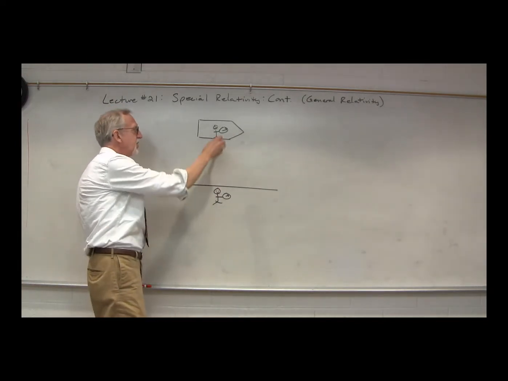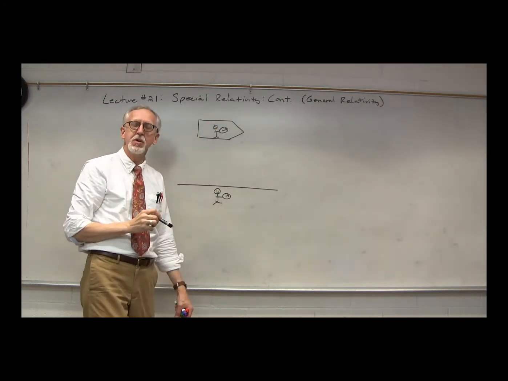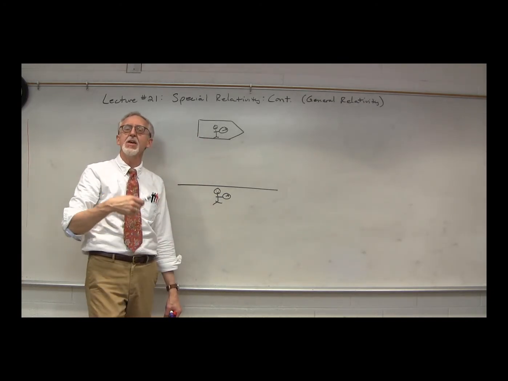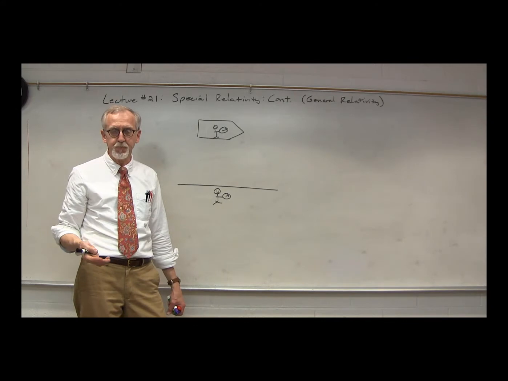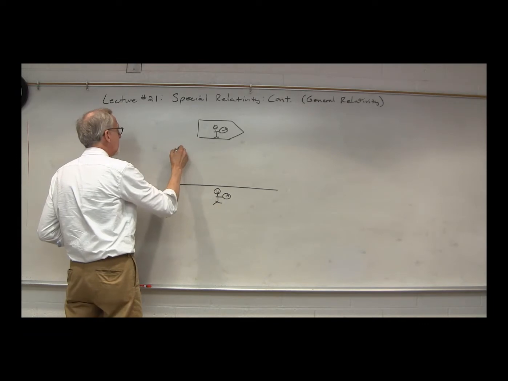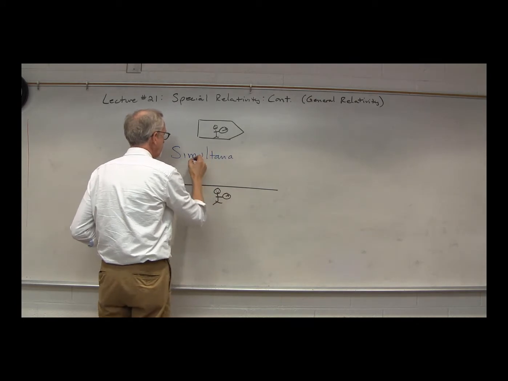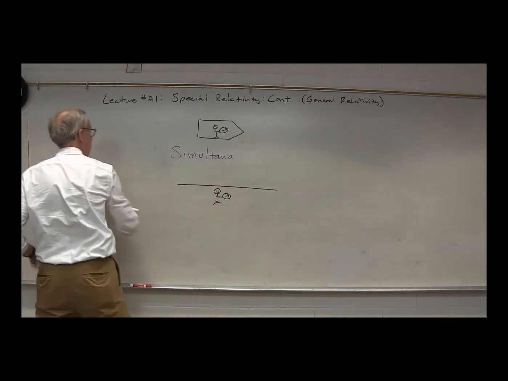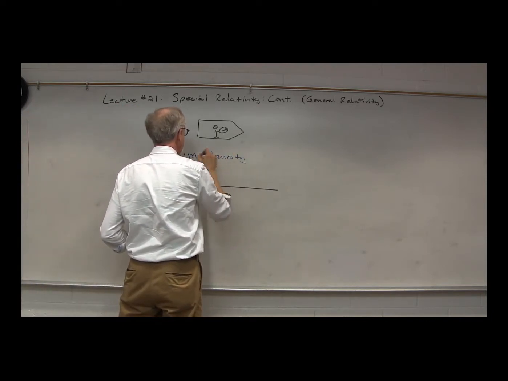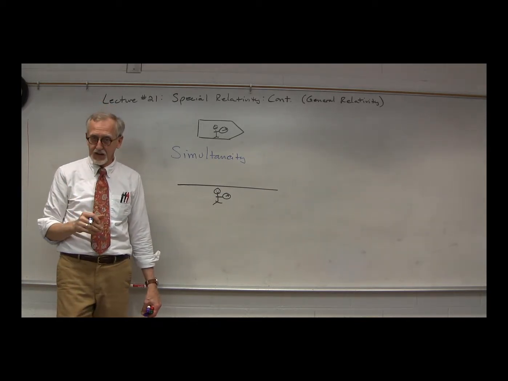The person on the Earth thinks the time is moving more slowly in the rocket, while the person in the rocket thinks the time is moving more slowly for the person on the Earth. How is it possible that both of them can think the other is moving more slowly? Well, there's a very important idea that we need to talk about, and that is the idea of simultaneity. In other words, things being simultaneous.